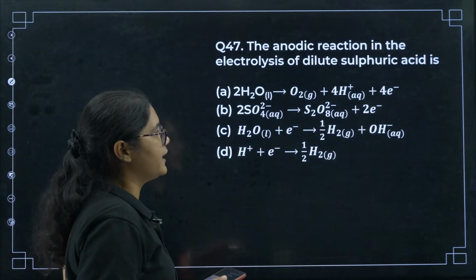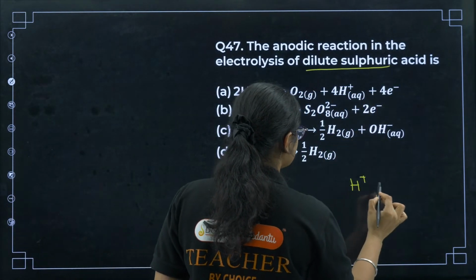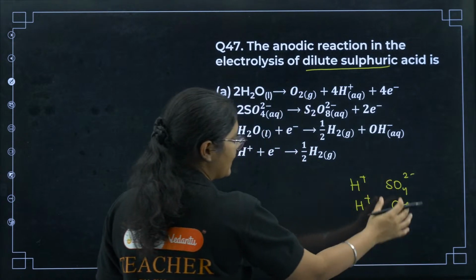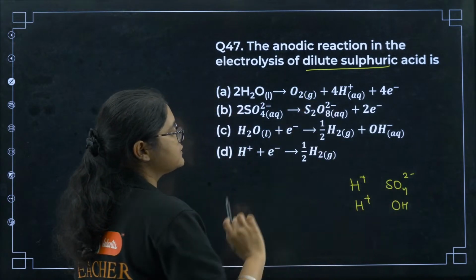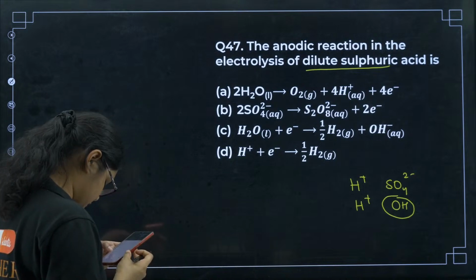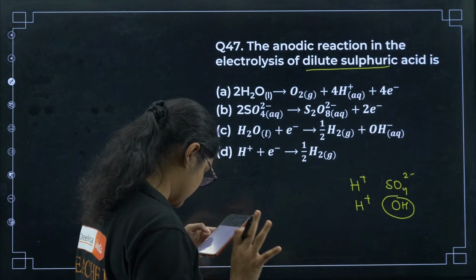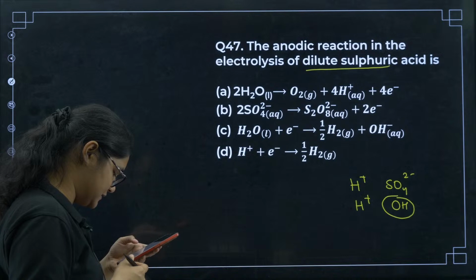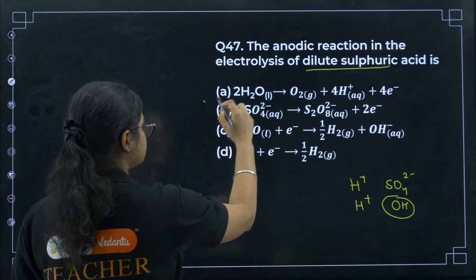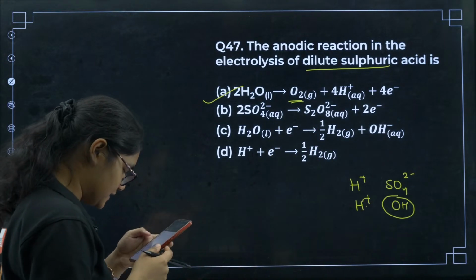Next, anodic reaction in the electrolysis of dilute sulfuric acid. You have dilute sulfuric acid, which means you have H plus, OH minus and SO4 2 minus. Which one will undergo reaction in dilute sulfuric acid? If you remember, OH minus or water will undergo reaction. Please mention your answers with question number so that I can know which question you are answering. A is the correct answer here. OH minus will undergo oxidation and O2 will be produced.